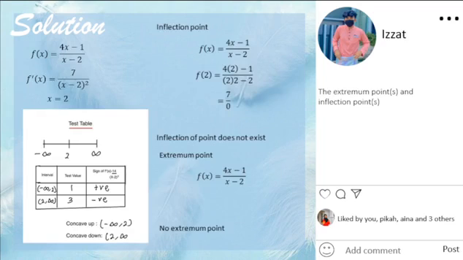For question number 5, it is extremum and inflection point. Find the first derivative of the equation f(x) equal to 4x negative 1 per x minus 2, and x is 2. So the function increases on the interval 2 to infinity and decreases on negative infinity to 2. For the inflection point, we need to substitute 2 into the f(x) equation, and the inflection point does not exist. Thus, there's no extremum point.